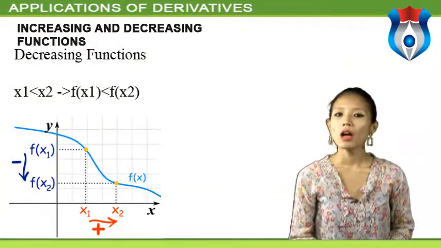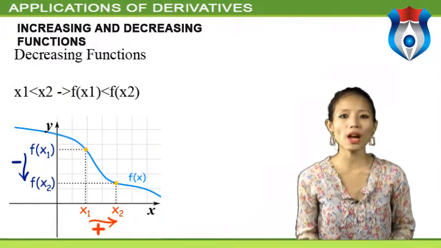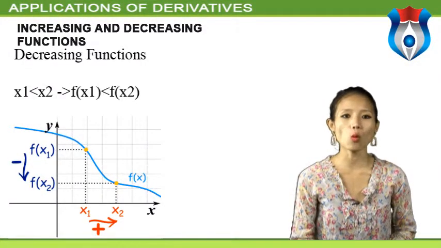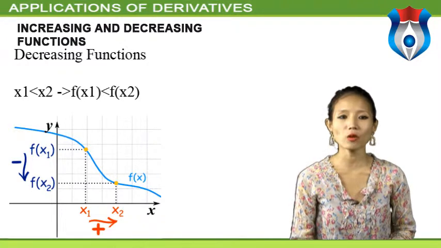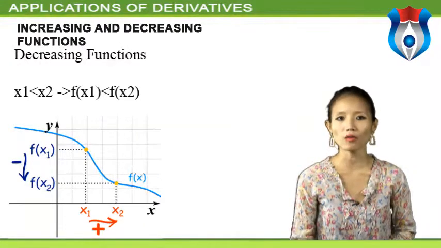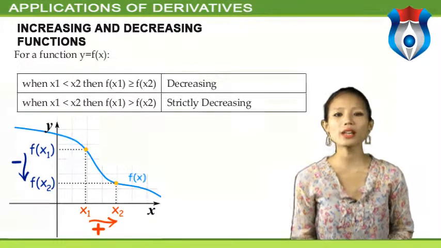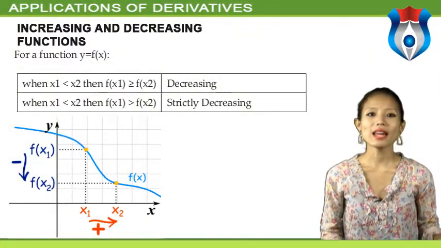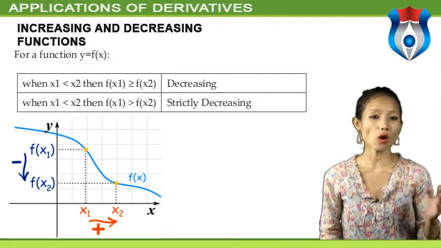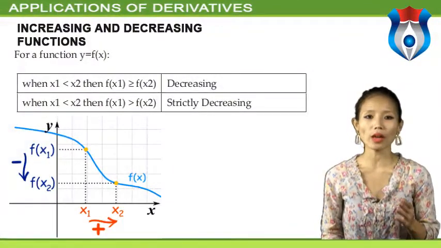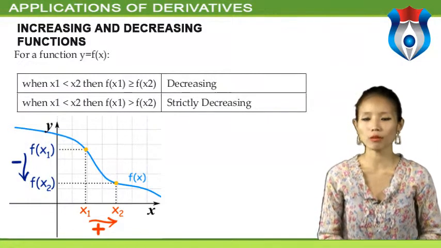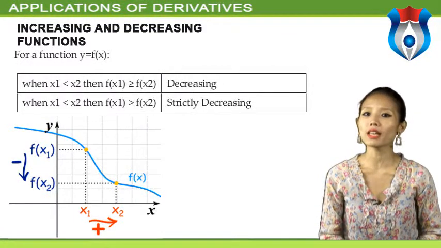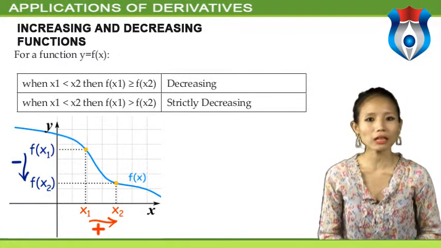Decreasing functions. A function is known as decreasing if the y value decreases when the x value increases. It is denoted as x1 less than x2 implies f of x1 greater than f of x2. For a function y equals f of x, when x1 less than x2, then f of x1 greater than or equal to f of x2, then the function is decreasing. When x1 less than x2, then f of x1 greater than f of x2, then the function is strictly decreasing.